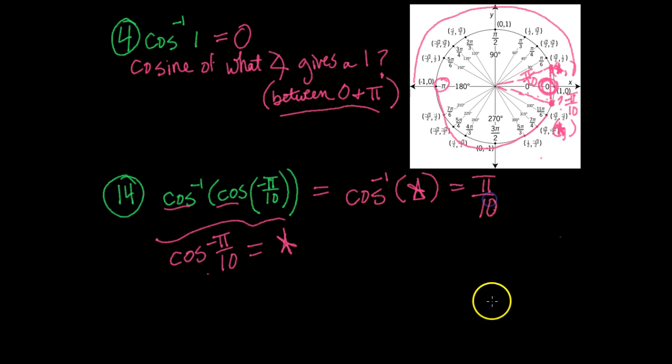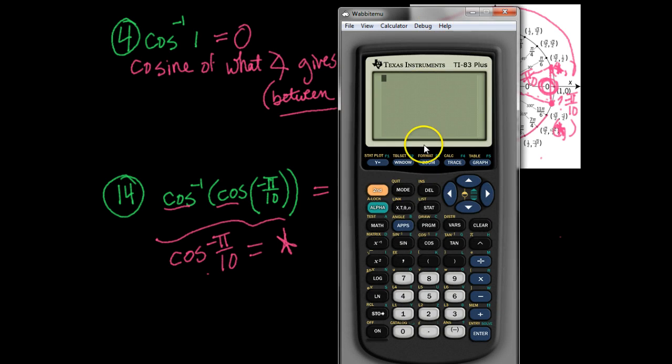pi/10. And if we verify that with a calculator and we type in cosine inverse of cosine of negative, whoops, we just need a negative sign, pi divided by 10, close parentheses, we get that value. And then just to check that, see, that's a positive output. So it's not going to give us that -pi/10. To check that, that's second, pi divided by 10. That is that value that we want.